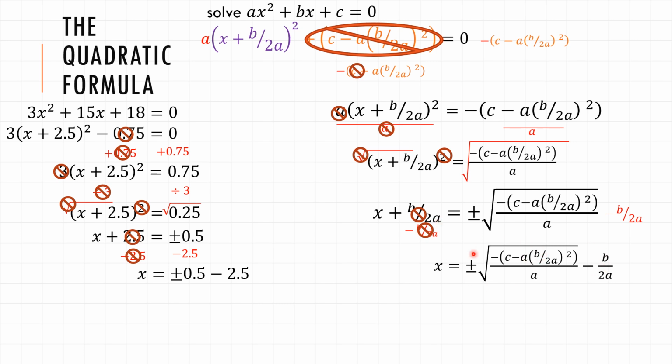And these are all the solutions to any quadratic that looks like ax squared plus bx plus c. All we have to do is plug in a, b, and c into this expression. Notice the only variables in here are a's, b's, and c's. So we just need to plug it in and evaluate.